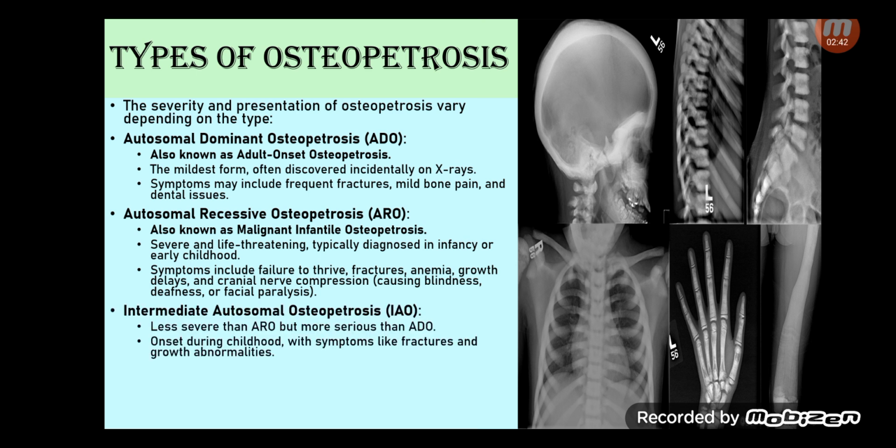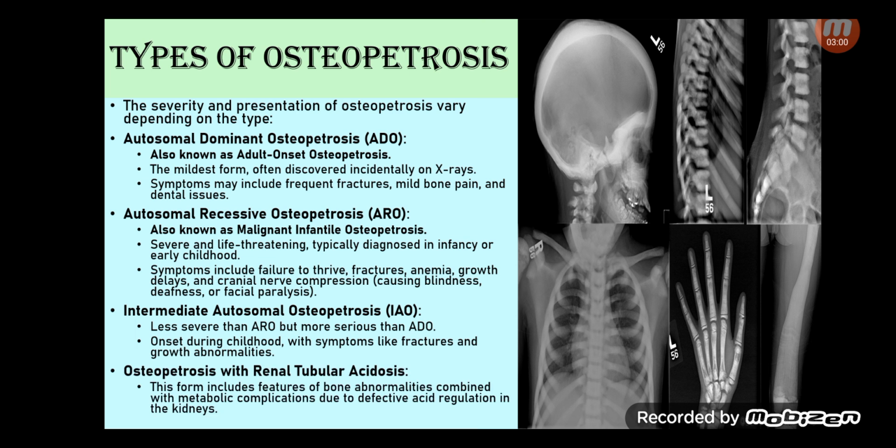Then we have another type of osteopetrosis, that is intermediate autosomal osteopetrosis. It is less severe than autosomal recessive osteopetrosis, but more severe than autosomal dominant osteopetrosis. The onset is during childhood with symptoms like fractures and growth abnormalities. Next type of osteopetrosis we have is osteopetrosis with renal tubular acidosis. This form includes features of bone abnormalities combined with metabolic complications due to defective acid regulation in kidney.